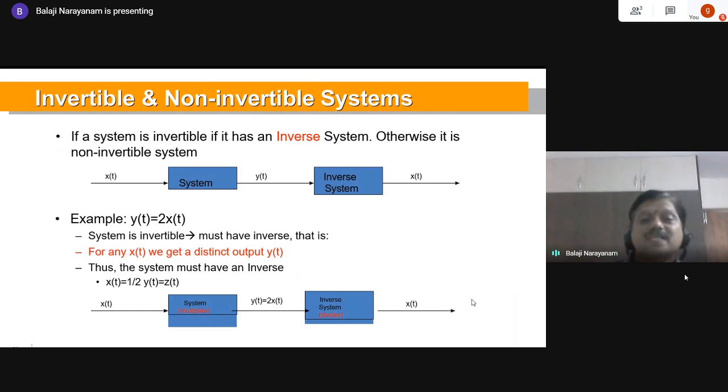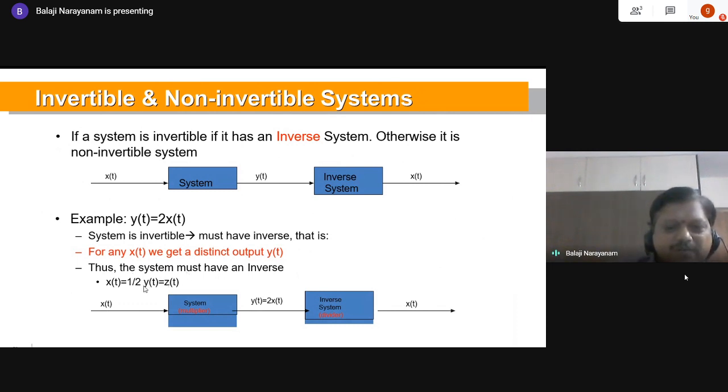So now let us take another classification, that is invertible and non-invertible systems. A system is invertible if it has an inverse system, otherwise it is non-invertible. Let us try to understand with an example. Y of t is equal to 2 into x of t. If the system is invertible, it must have an inverse. For any x of t, if we get a distinct output y of t, then we have an inverse. Thus the system must have an inverse.